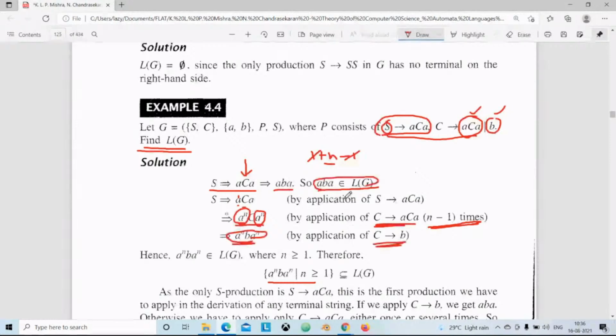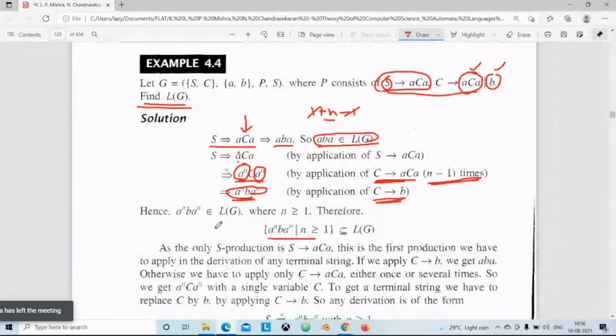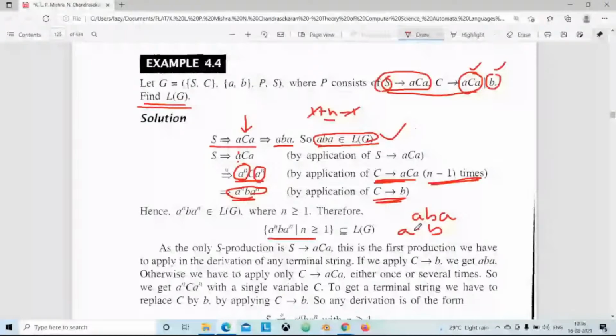That can be written in a compact way. As you can see, a to the power n b a to the power n. If you take n greater than or equal to 1, then ultimately this entire thing can be generated. If you place n equal to 1, you will get aba. After that you can pick any value for n, and you will get an equal number of a's on both sides, and in the middle you'll have a b. Like this you can generate this language.